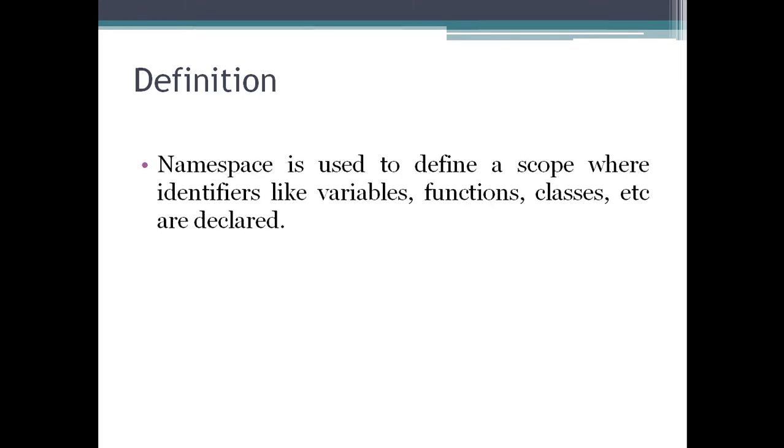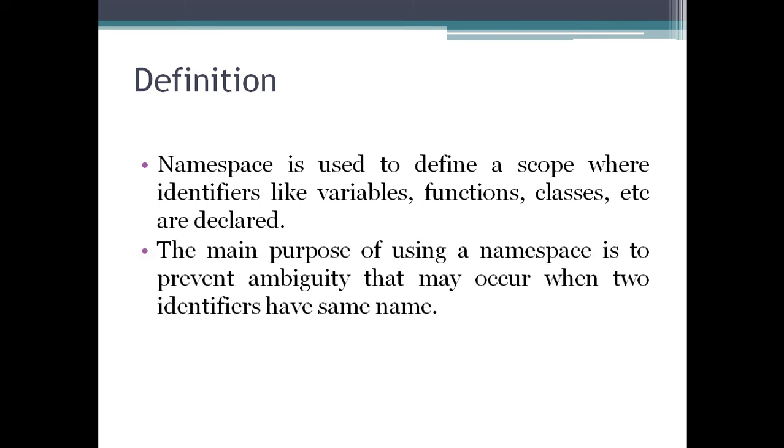That example shows what exactly namespace is and why we are using it, and we will see the definition in the next slide. What is namespace? Namespace is used to define a scope where identifiers like variables, functions, classes, etc. are going to be declared. What exactly is scope? Scope is a region, or a space, or a way in which it is allowed to be accessed. Identifiers are just like variables, functions, or classes.